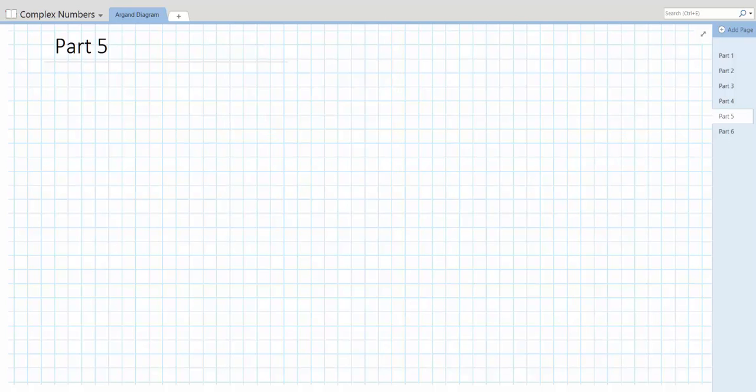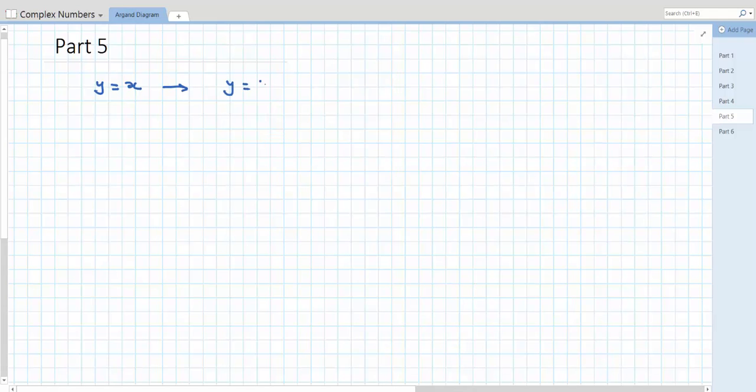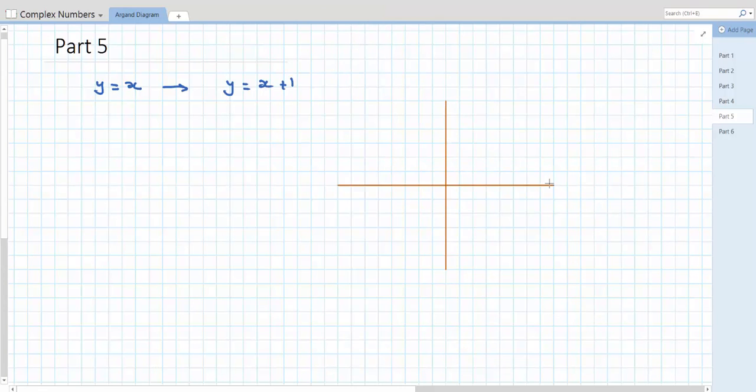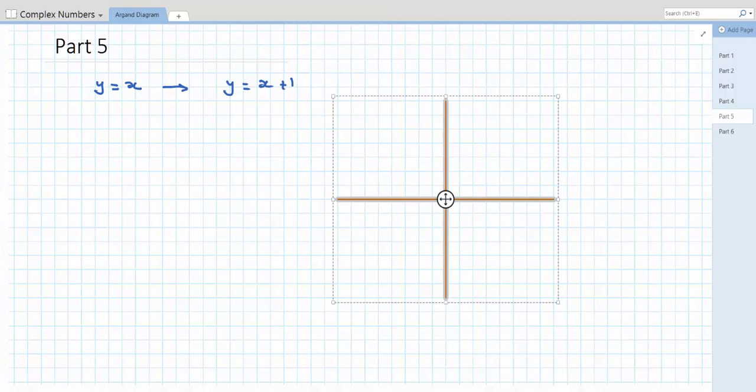Before we continue with our next part, I would like to remind you of some of our standard graphing techniques or graphing ideas. Consider the function y equals x. Now we know that's the line that goes through the origin and is at an angle of 45 degrees, gradient 1. If we're asked to sketch the function y equals x plus 1, then that's the same line that has been shifted to the left by 1.